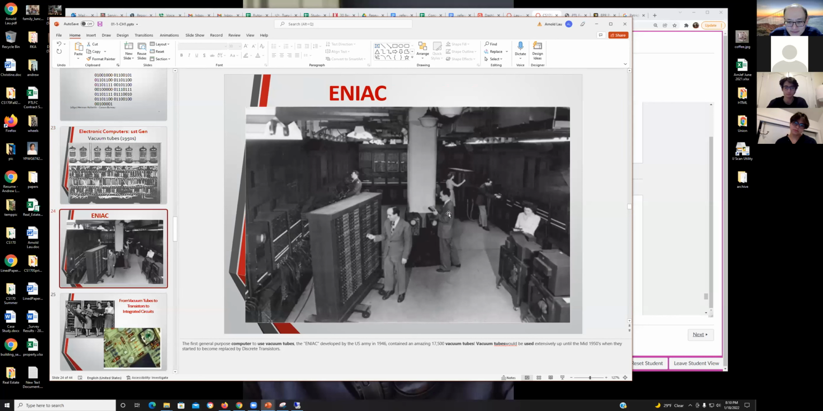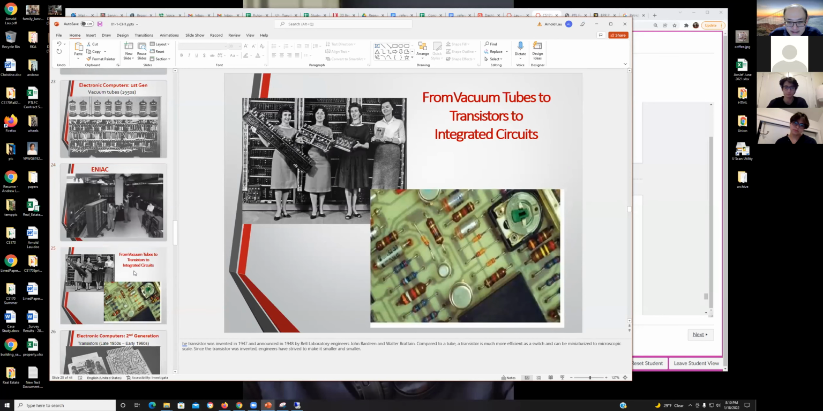And you can see these folks here standing all around, dealing with the computer. You can see these ladies have all these things in their hands, to show you how big we're talking about here.